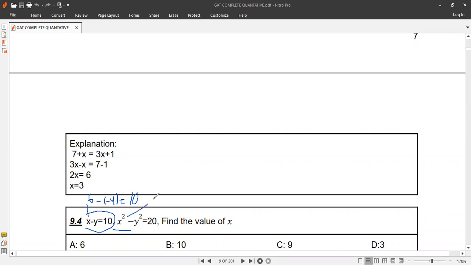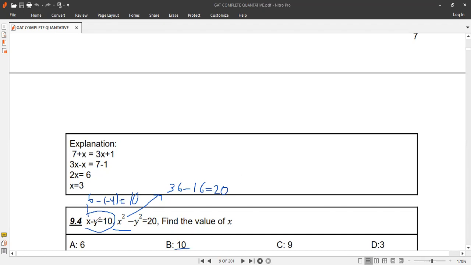In the second equation, 6 power 2 equals 36. y is negative 4, so negative 4 power 2 equals 16. So 36 minus 16 equals 20. So it works. No need to try the other options, but if you want, try, for example, 10.